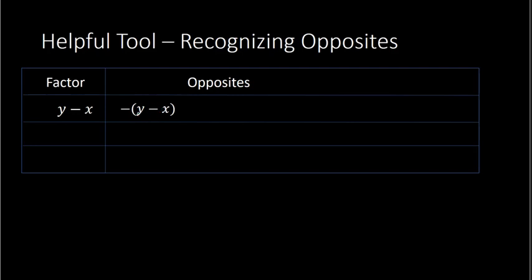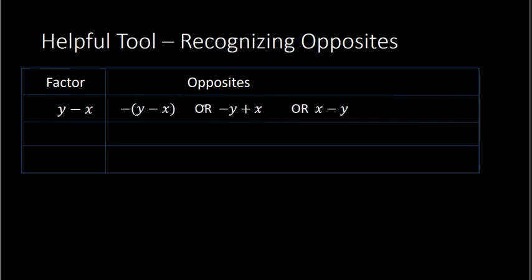So another way of writing the opposite here, we can think of this as a negative y and a negative x, which becomes a positive x. So this would be negative y plus x, or we can write the x first to have positive x minus y.